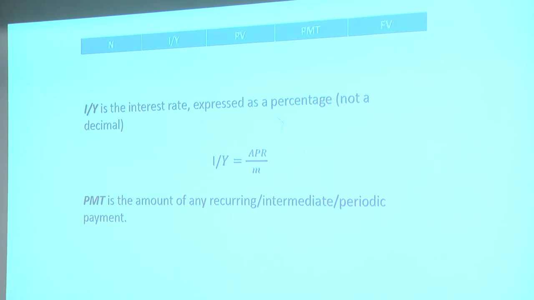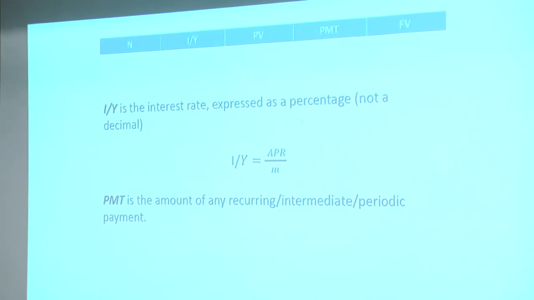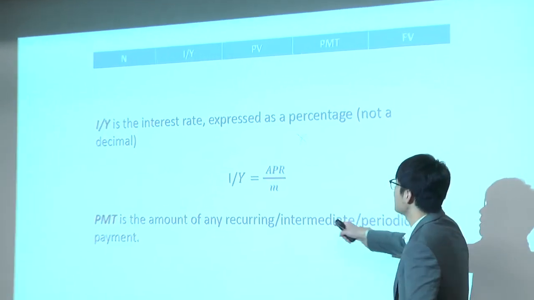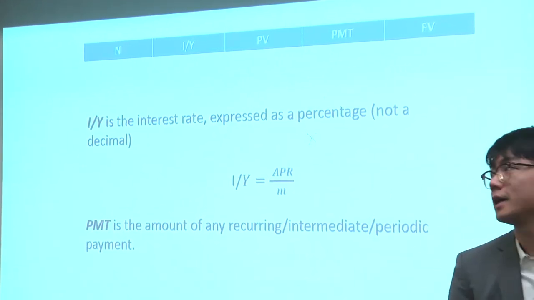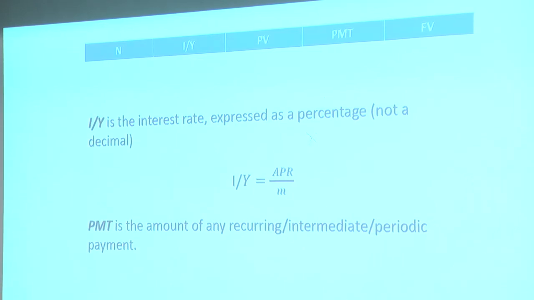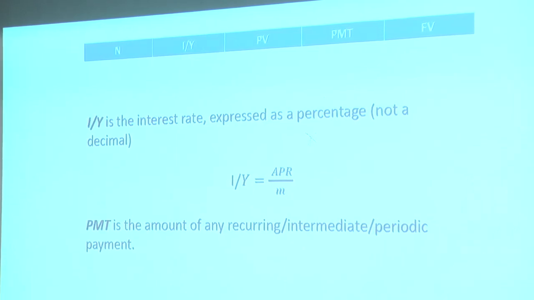The interest per year, or I/Y, is the interest rate. It's expressed as a percentage, not in decimal points. This one is the real percentage points. If it's 5%, put 5 there. Don't put 0.05 there. So the interest is your APR divided by the M we had before. If it's 10%, but it's quarterly compounding, it should be 10% divided by 4, which is what? 2.5%.